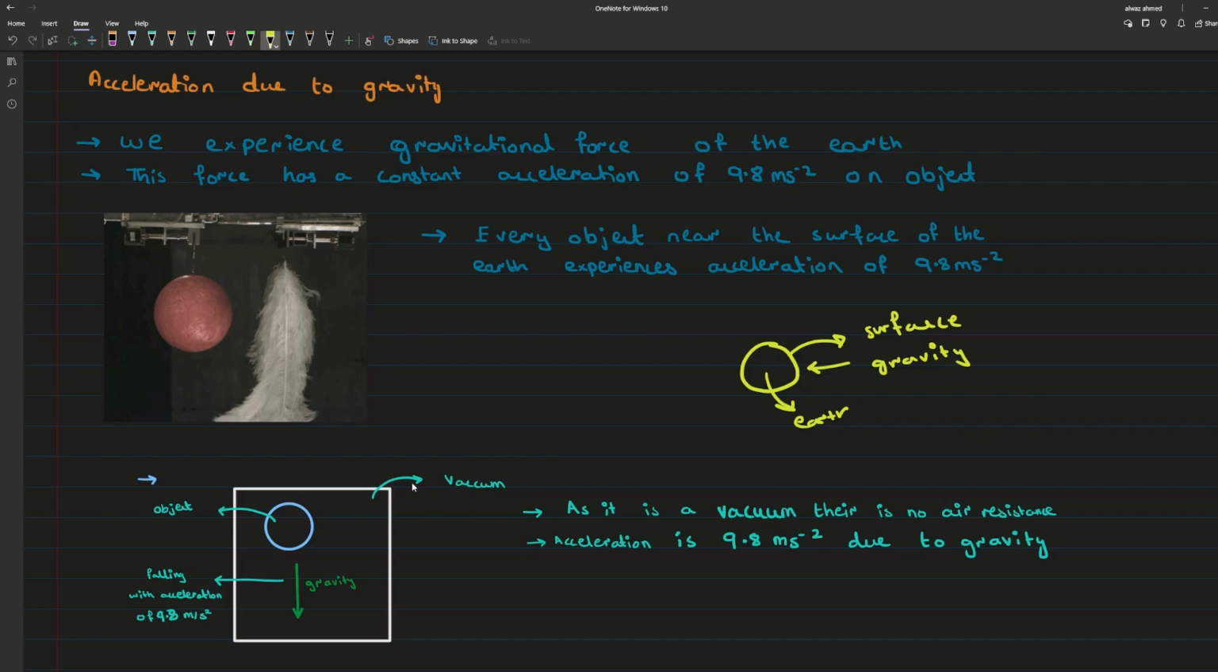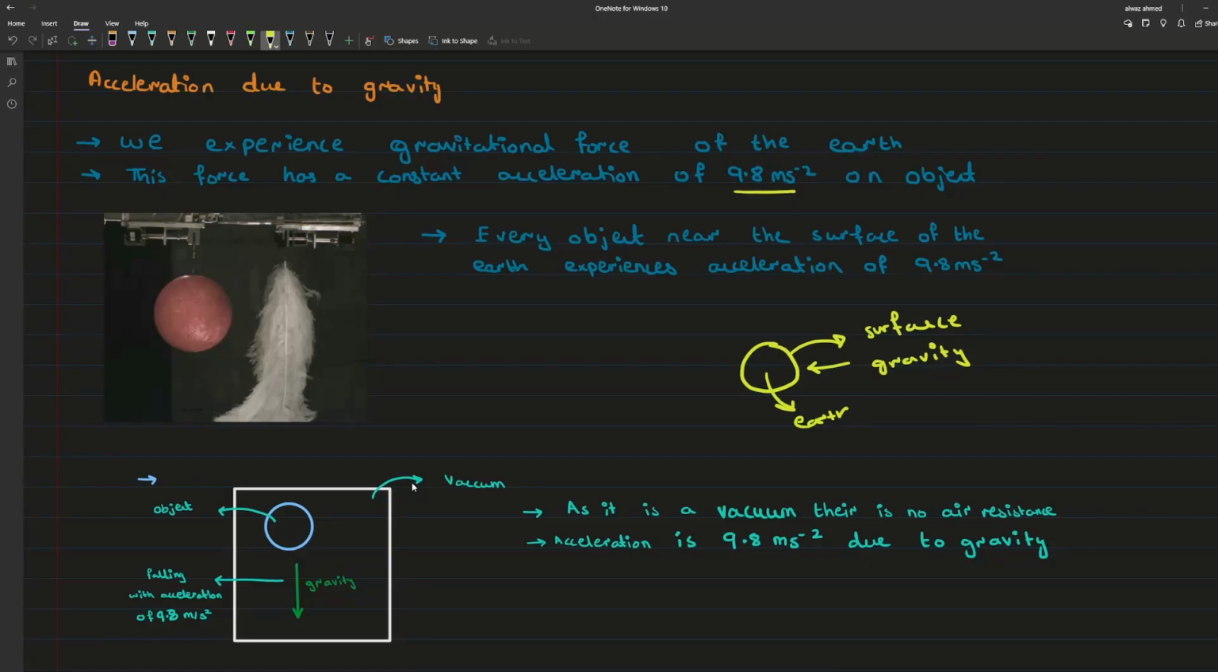This gravitational force has a constant acceleration, and the value of that acceleration is 9.8 meters per second square. So any object on earth, any object at all, experiences this acceleration of 9.8 meters per second square. It doesn't matter if it's a feather or a heavy steel board, everything on this earth experiences the same acceleration of 9.8 meters per second square.